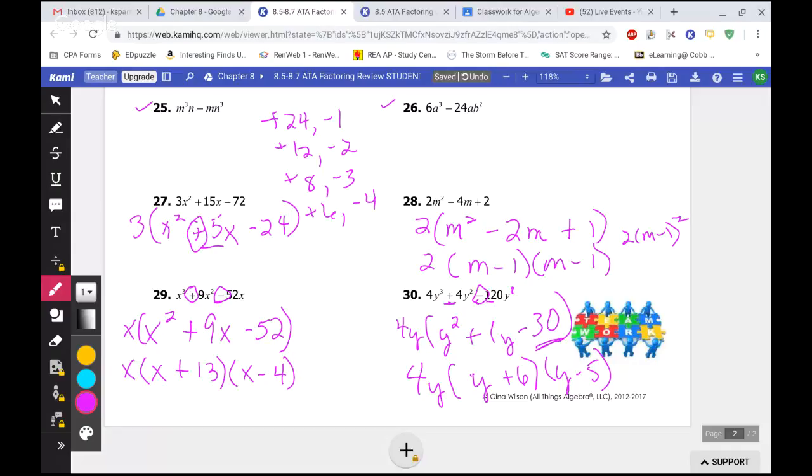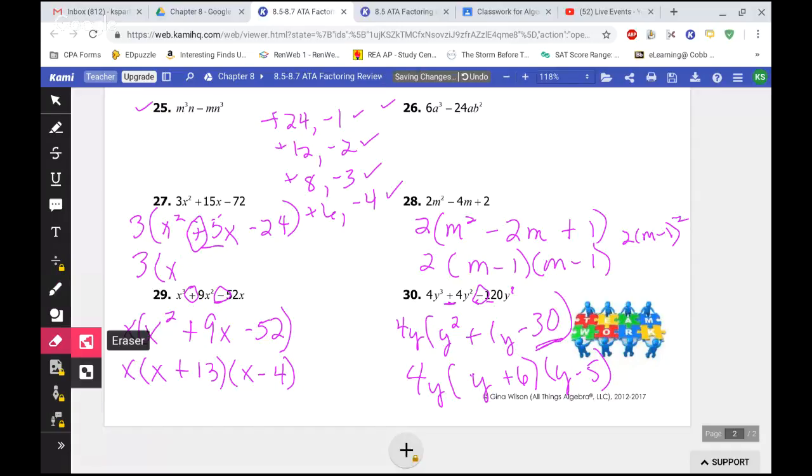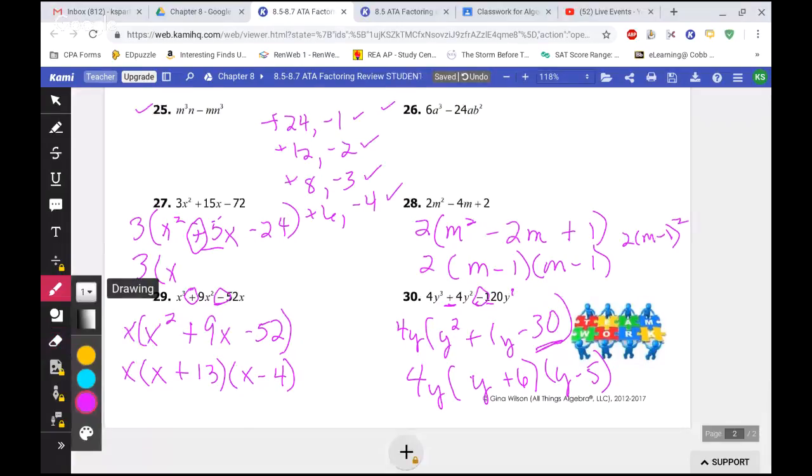The top one gives me a positive 23. This one gives me a positive 10. This one gives me a positive 5. This one gives me a positive 2. So I'm looking for the positive 5. Oops. Need to write this in factored form. Positive 8, x minus 3.